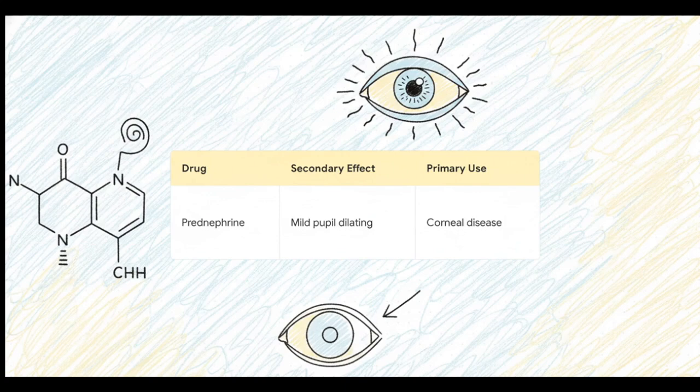But here's the kicker. Despite its anti-inflammatory abilities, prednephrine is actually way more commonly used in corneal disease rather than your standard cases of anterior uveitis. It just highlights how carefully a doctor has to balance a drug's primary strengths against its very specific use cases. It's like a giant puzzle.